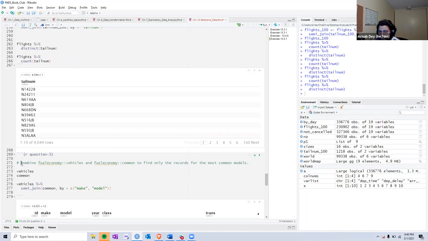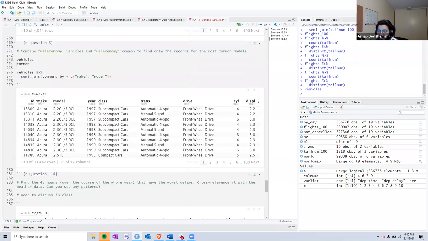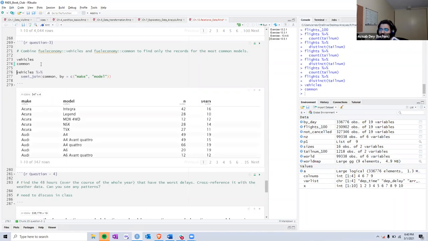Next, we move to the next question, which was to combine fuel economy data. There's a fuel economy package which has data on vehicles and the most common vehicles. The table on vehicles has ID, make, model, year, class, drive, number of cylinders perhaps. Then we have the most common models. For every make, the five most common models are reported by their numbers and years. The question was to combine these two data sets to find only records for the most common models.